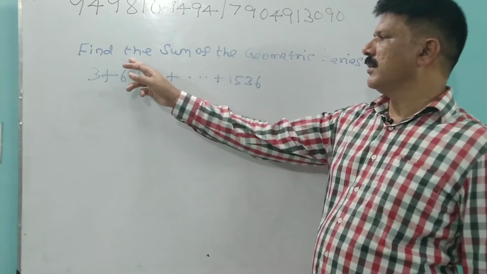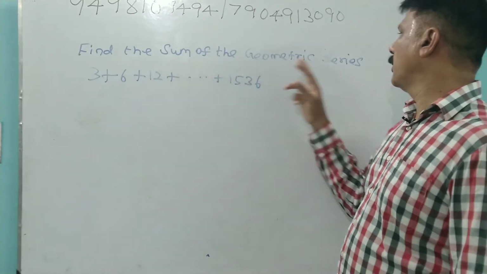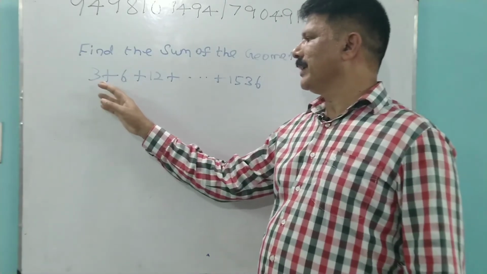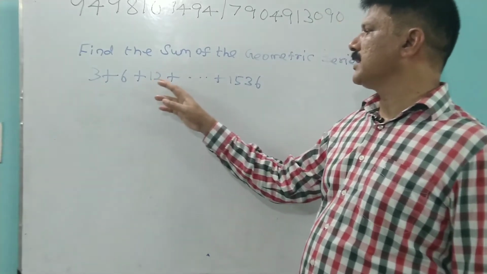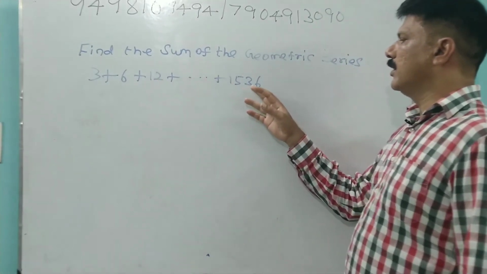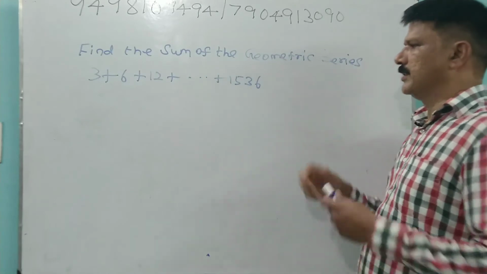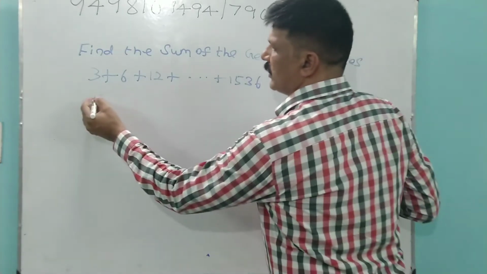The question is, find the sum of the geometric series. Given series is 3 plus 6 plus 12 plus etcetera plus 1536. Here, what is the solution?